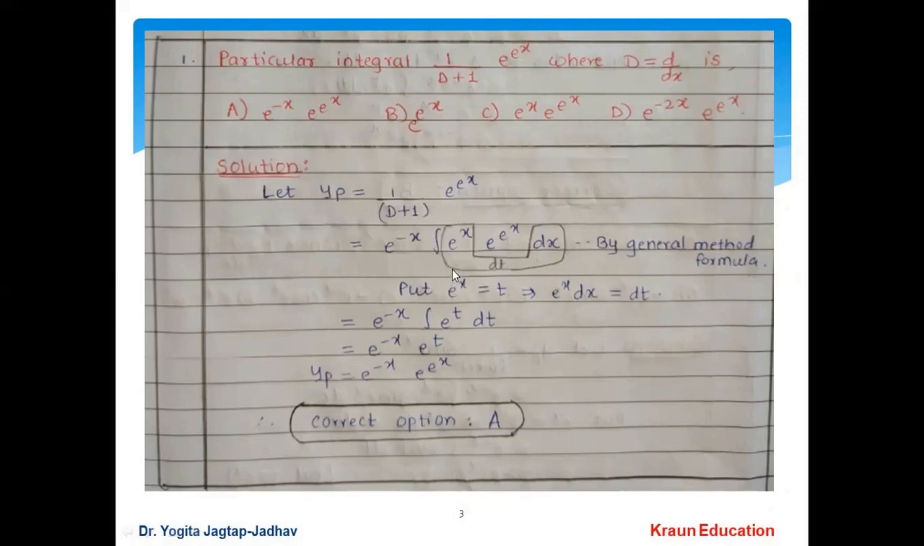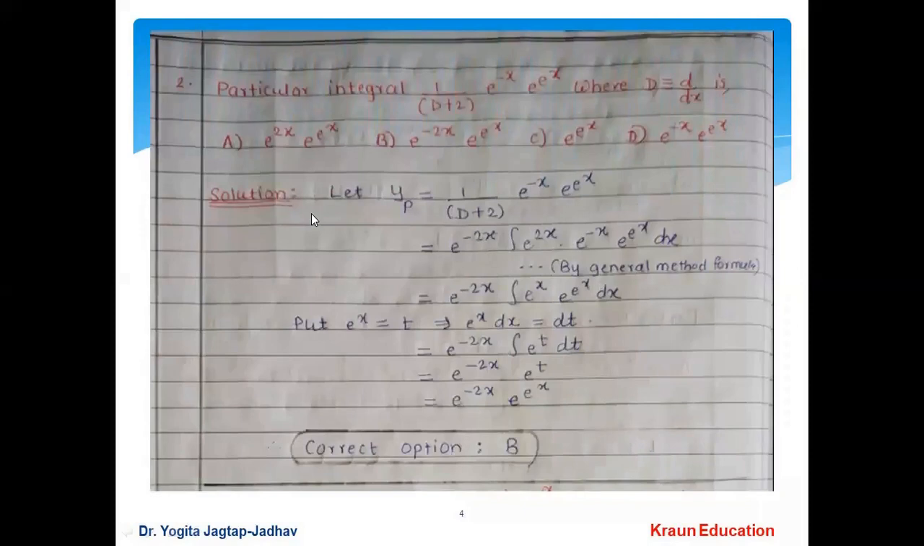For this, we use the substitution method. Put e raised to x equal to t. Therefore, its derivative is e raised to x into dx equal to dt. So in the integration part, we can substitute e raised to x dx equal to dt, and the exponent e raised to x we can replace by t. Therefore, the total term is simply integration of e raised to t dt. Now, you know integration of e raised to t is e raised to t. Again, by replacing the value of t as e raised to x, we get yp is equal to e raised to minus x, e raised to x. Therefore, the correct option is option A.